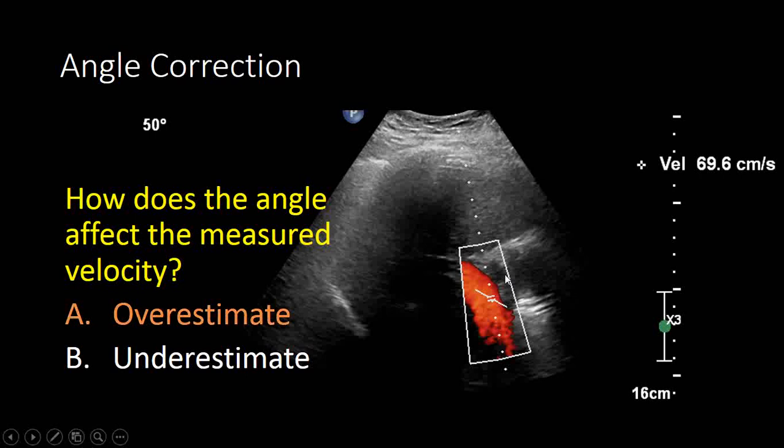Again, it is an overestimate. So our flow of blood is more in the 20 to 30 degree range. We have corrected to 50 degrees. We are overestimating the flow within the portal vein to be 70 when it's really much lower. Now, does this have a lot of implications on patient care? No, it doesn't. But we can see other scenarios where this will impact patient care.